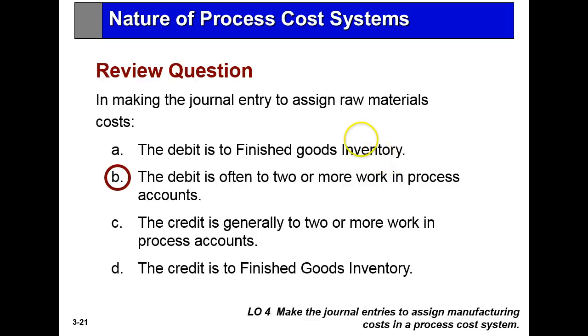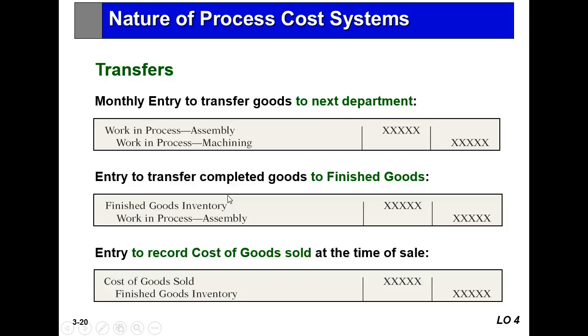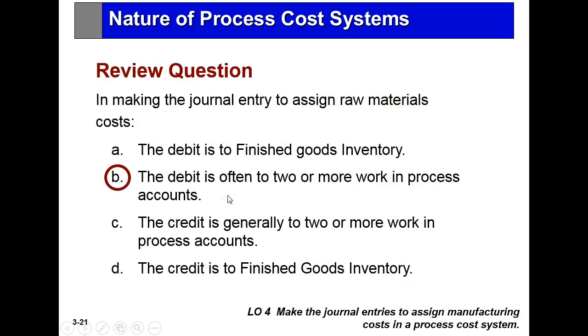In making the journal entry to assign raw material costs, you know the answer, huh? The debit is often 2 or more work in process accounts. So basically it's going to be 2 or more process accounts because for this system to complete itself, it's going to go from one event to another, okay?